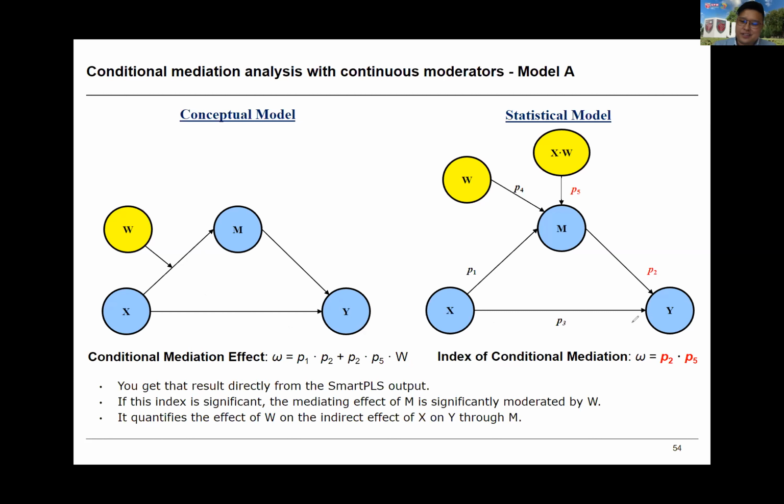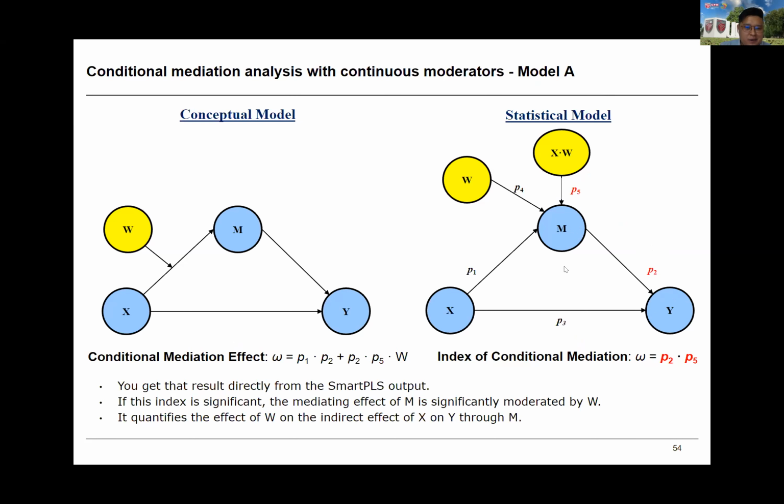But right now, I want to draw your attention to this. Once you have run the interaction approach, the most important thing for you to run a conditional mediation is to see the index of conditional mediation, whether it is supported or not. For model A, all you need to do is P5 multiplied by P2, which is this formula. If this is significant, it is somewhat like your indirect effect, and that's good because your index of conditional mediation for model A works.